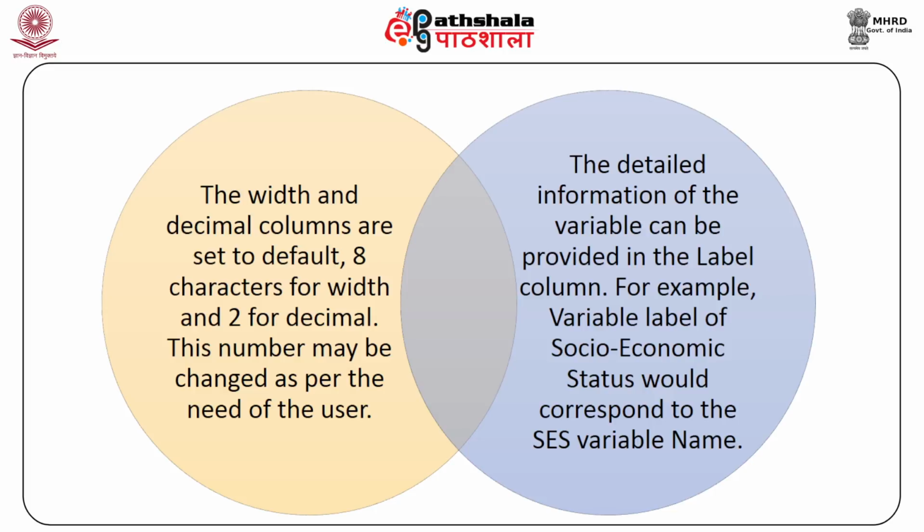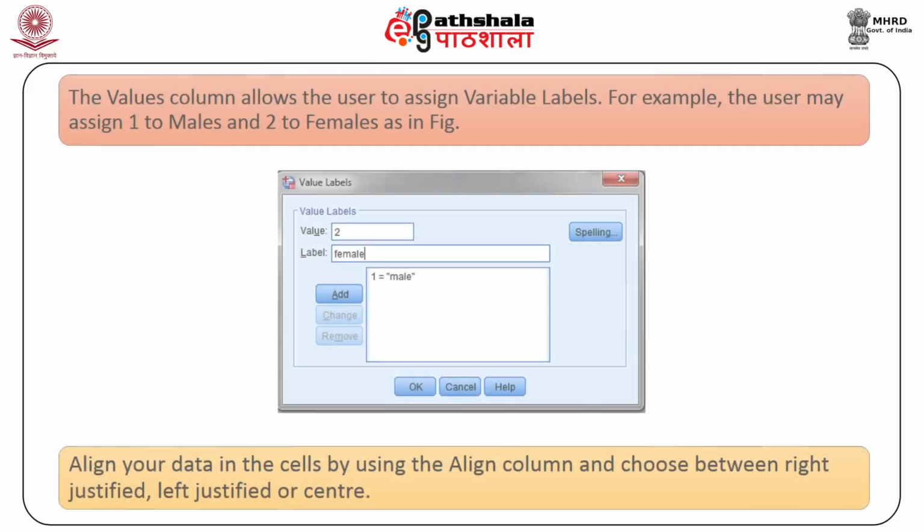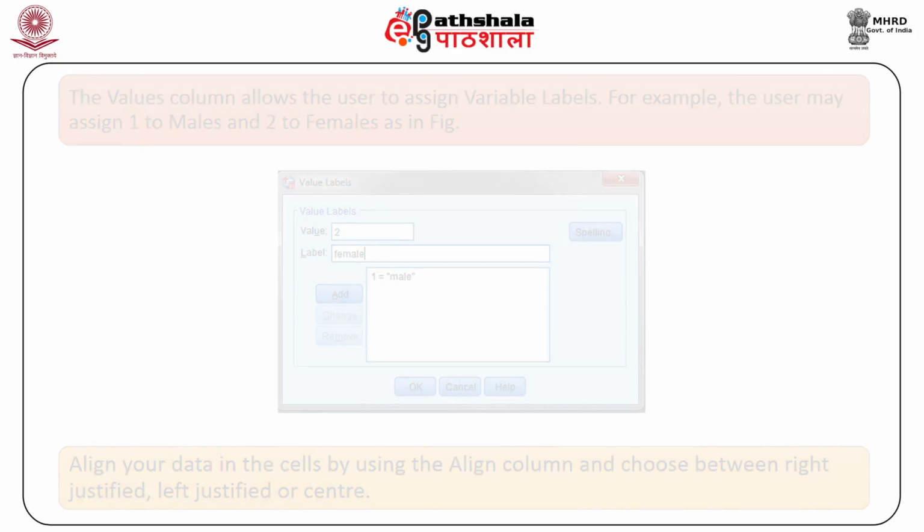4. The detailed information of the variable can be provided in the label column. For example, the variable label of socioeconomic status would correspond to the SES variable name. The values column allows the user to assign value labels. For example, the user may assign 1 to males and 2 to females. Align your data in the cells by using the align column and choose between right justified, left justified or center.